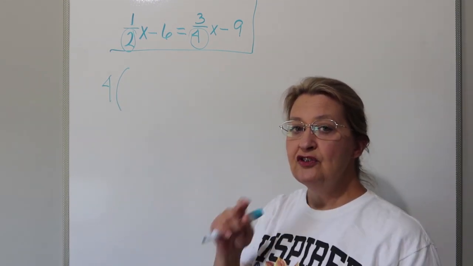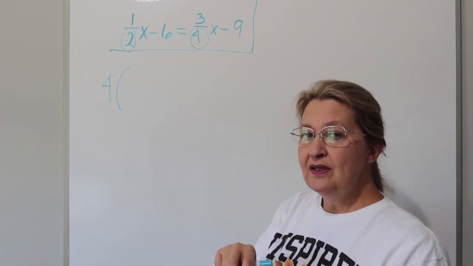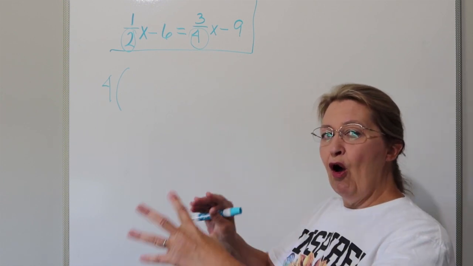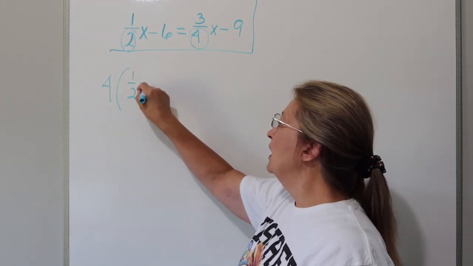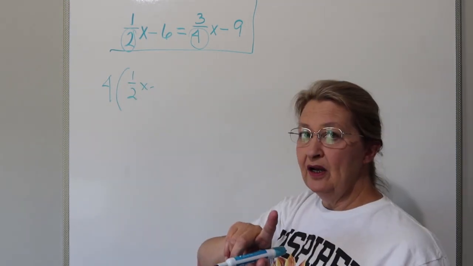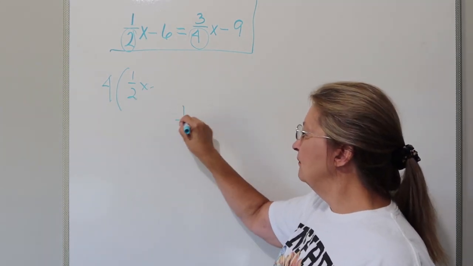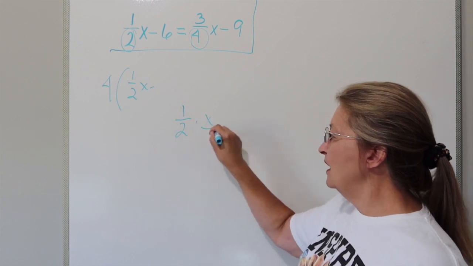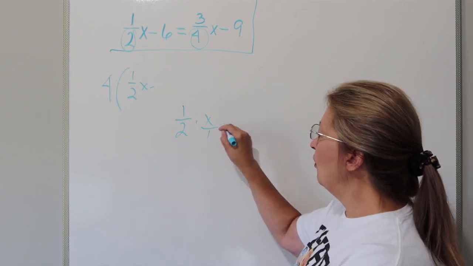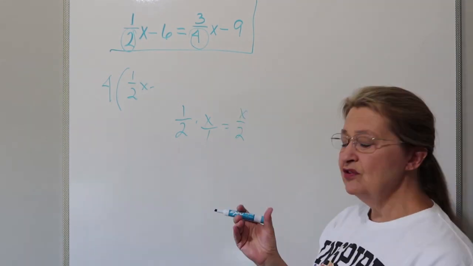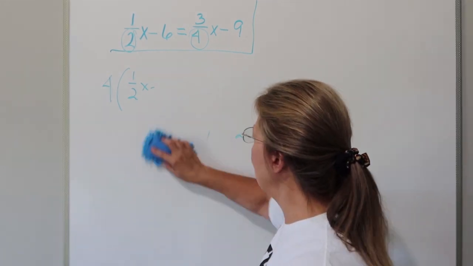Your only rule is to keep it balanced, and you do that by always doing the same thing to both sides, or doing it all the way through the equation. So let's multiply 4 by this whole equation. Now let me stop right here and explain this. 1/2 times x, how would you do that? If you do 1/2 times x, you put x over 1 because it's actually a whole number, and then you would multiply all the way across the top. So what you actually have is x over 2.